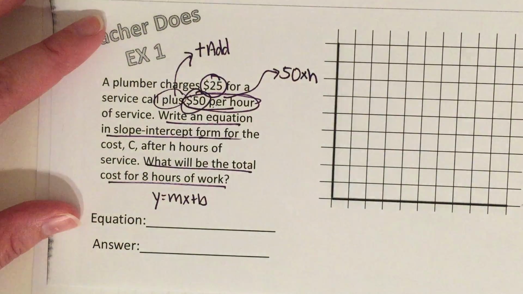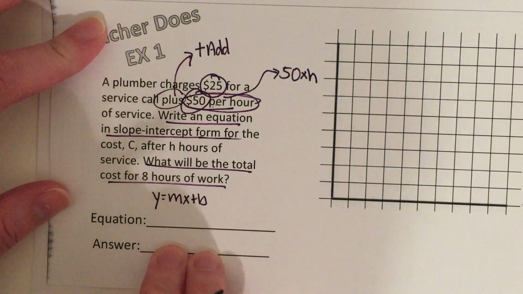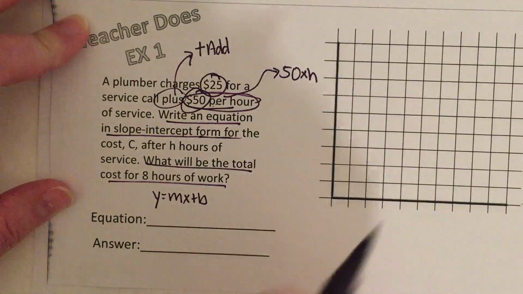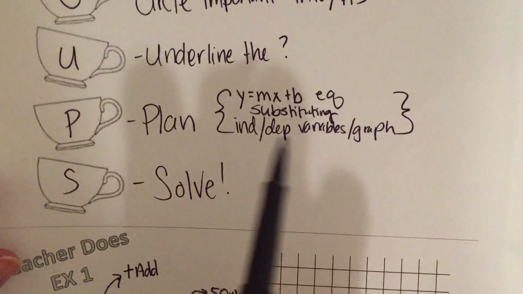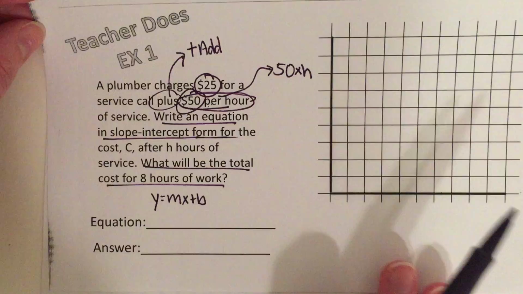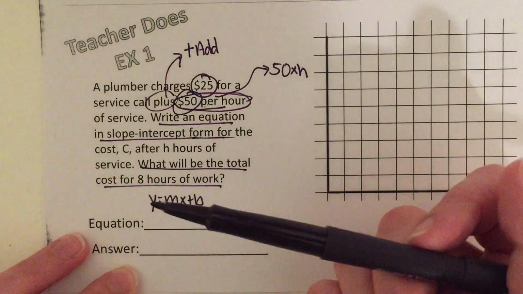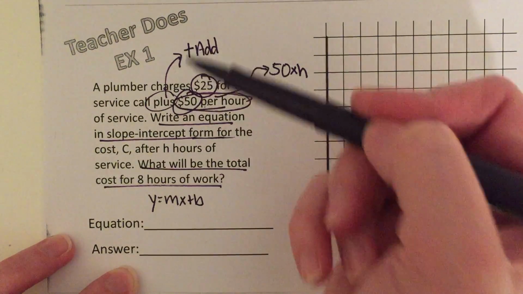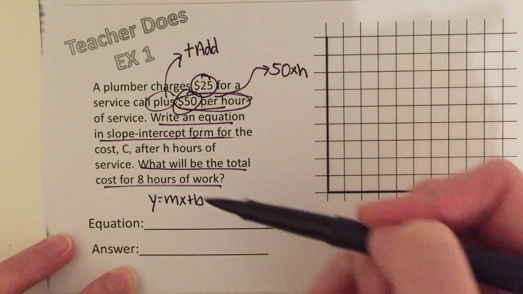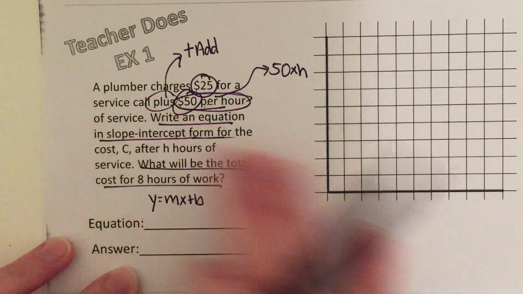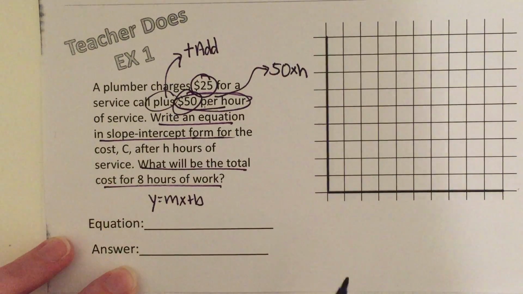Y equals mx plus b. So that's the format that they want the equation in. And now we also wrote down substituting in our plan. Now, I'm going to look and see, okay, what can I substitute in for these variables to make this make sense within the context of this problem?